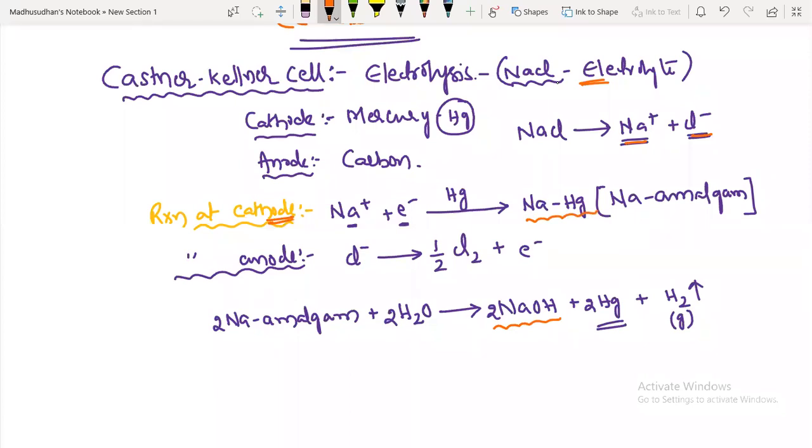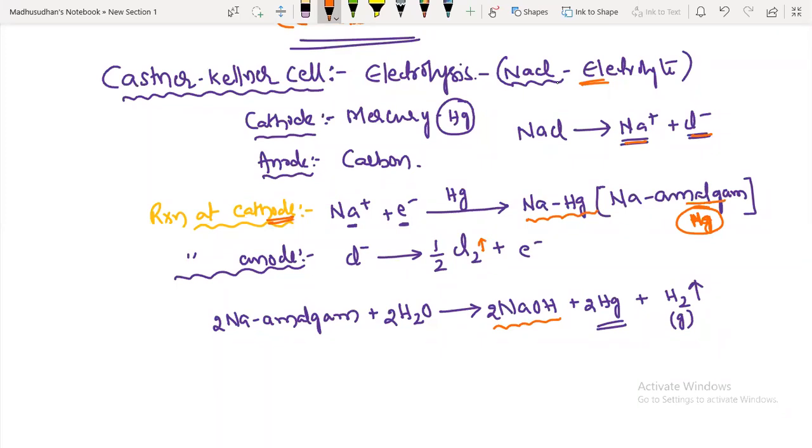What is an amalgam? Any metal that is mixed with mercury is called an amalgam. Suppose if you add zinc, it will form zinc amalgam. Amalgam means mercury is present in the composition. Mercury should be there. And the anions come towards the anode side, and chlorine gas is released, and this is also chlorine gas.